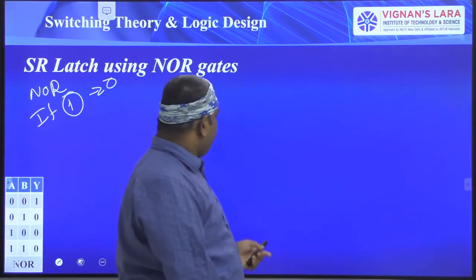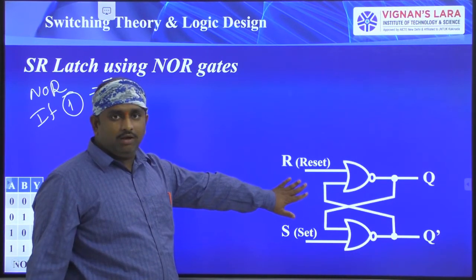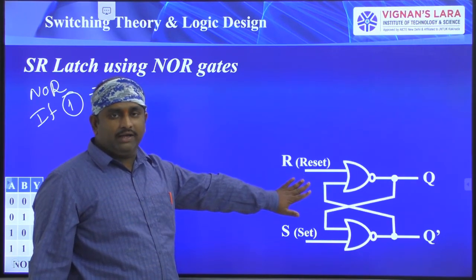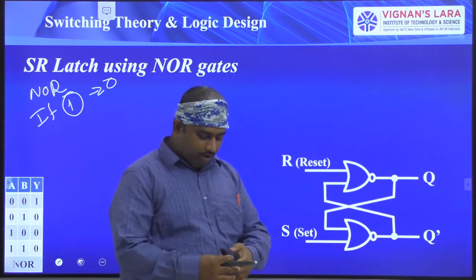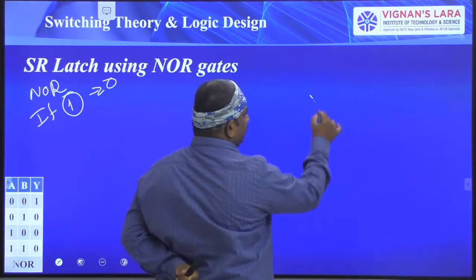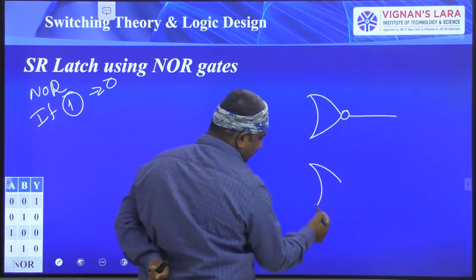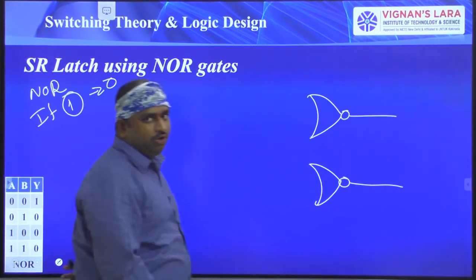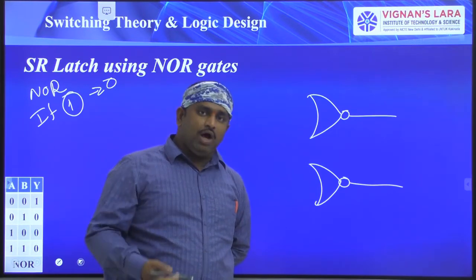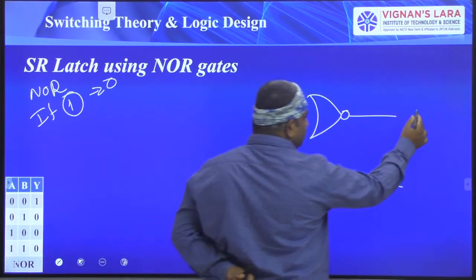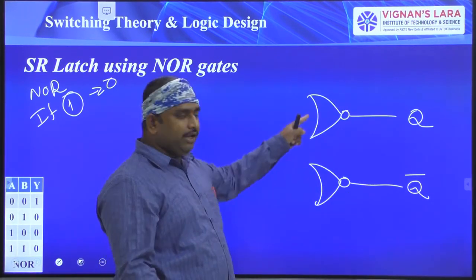Now, coming to the basic SR operation. This is the NOR gate connection for the SR latch. I have taken one NOR gate here, and the second NOR gate here. For explaining the SR logic operation, I have taken two NOR gates. Why? Because each latch or flip-flop has two outputs, Q and Q bar. For getting two outputs, I have taken two NOR gates.